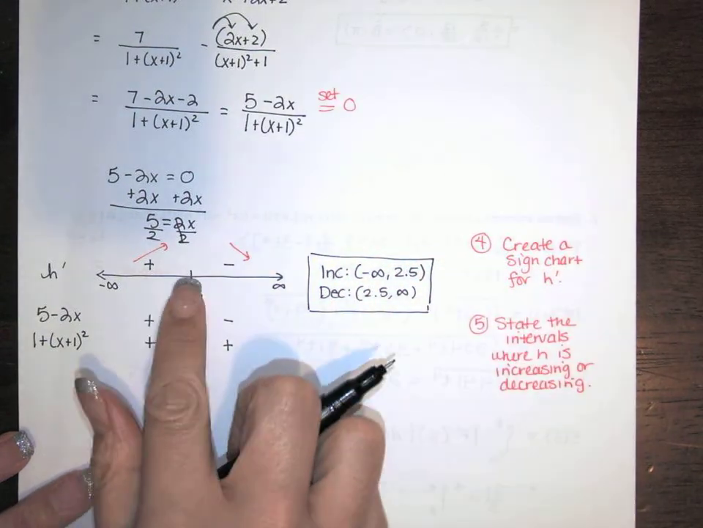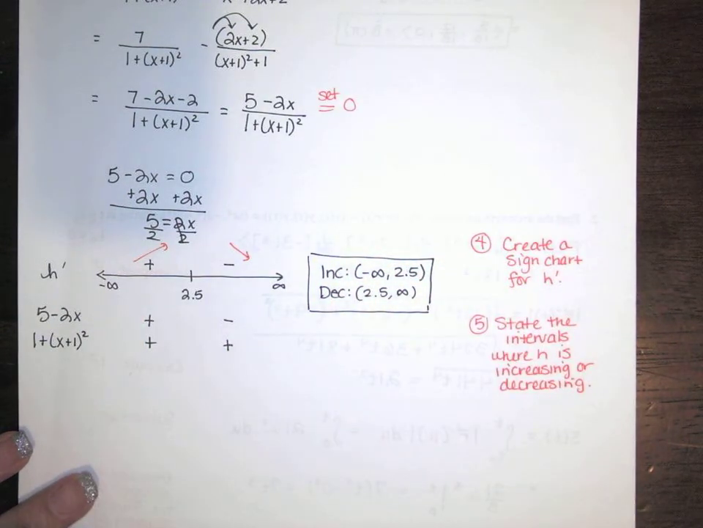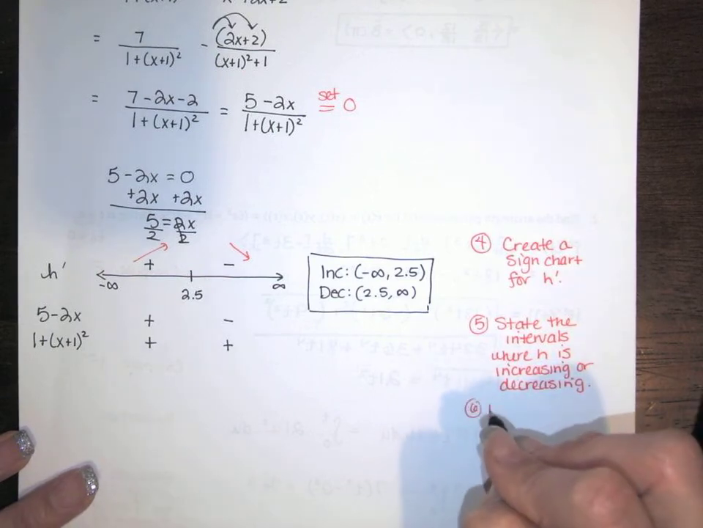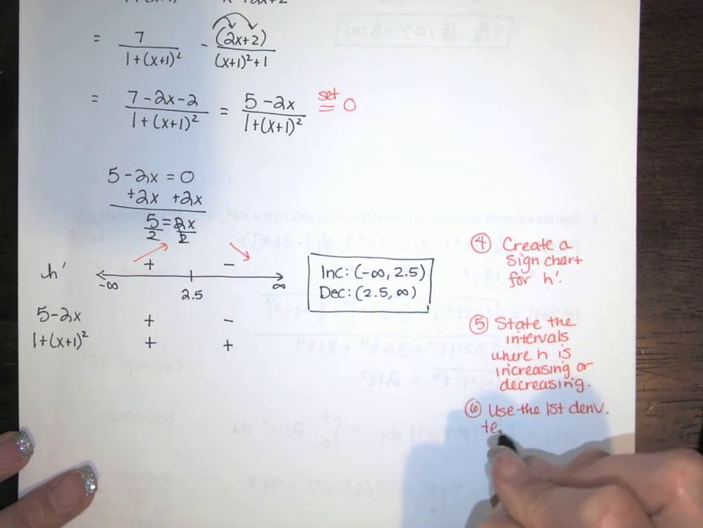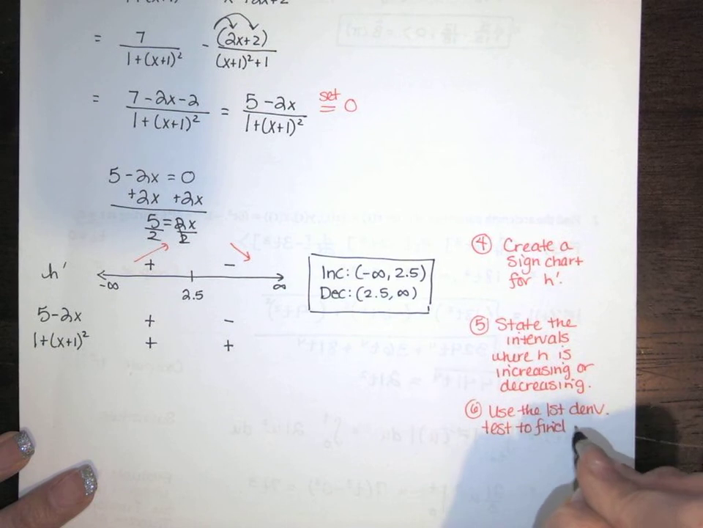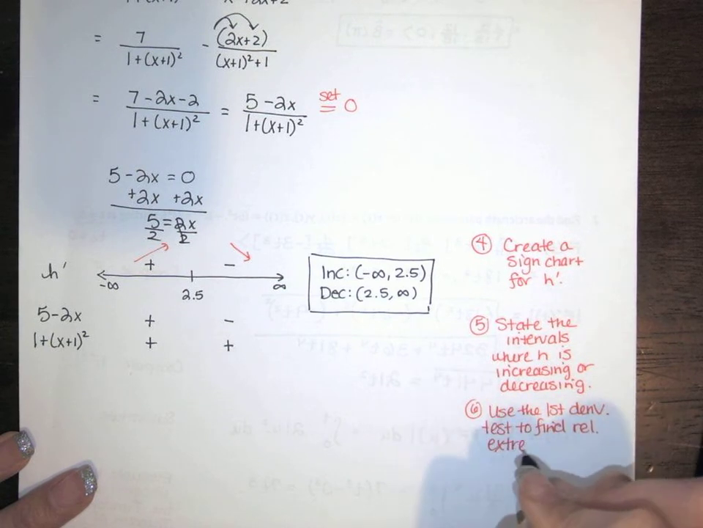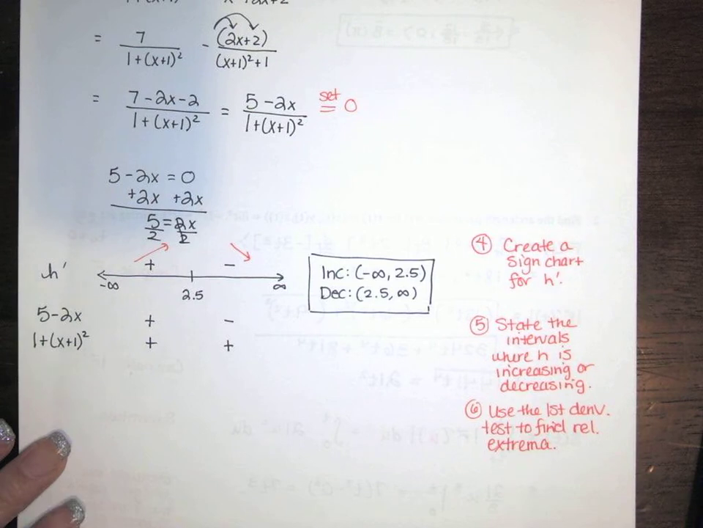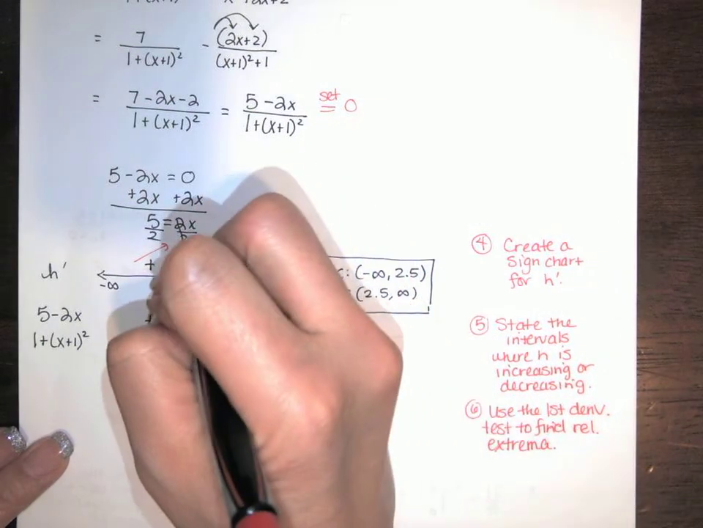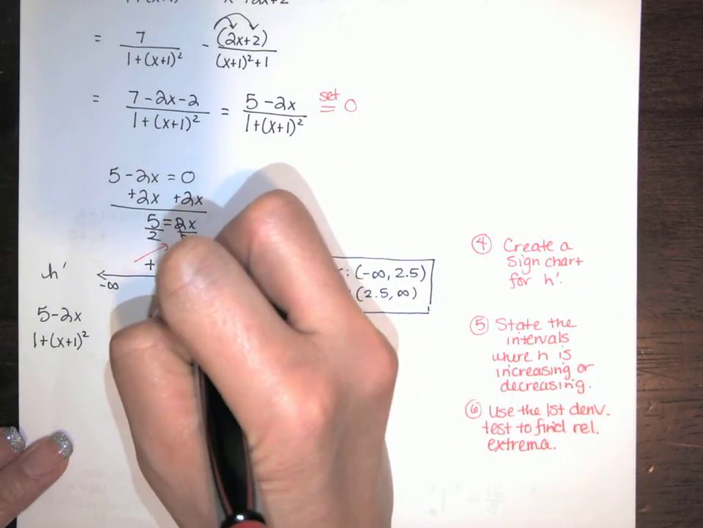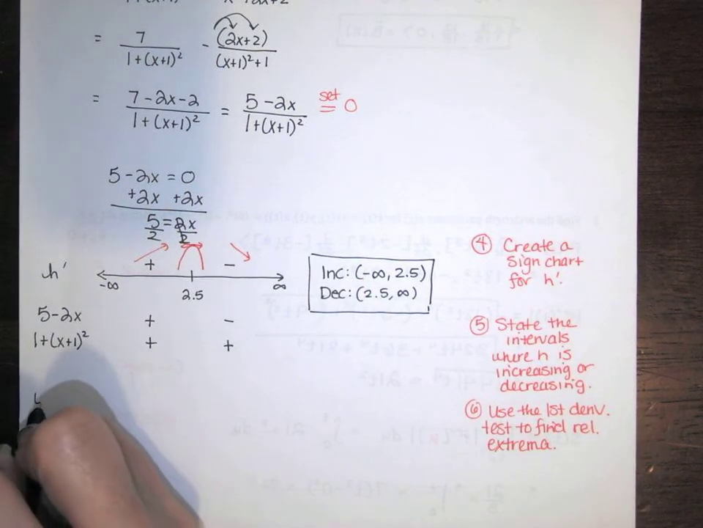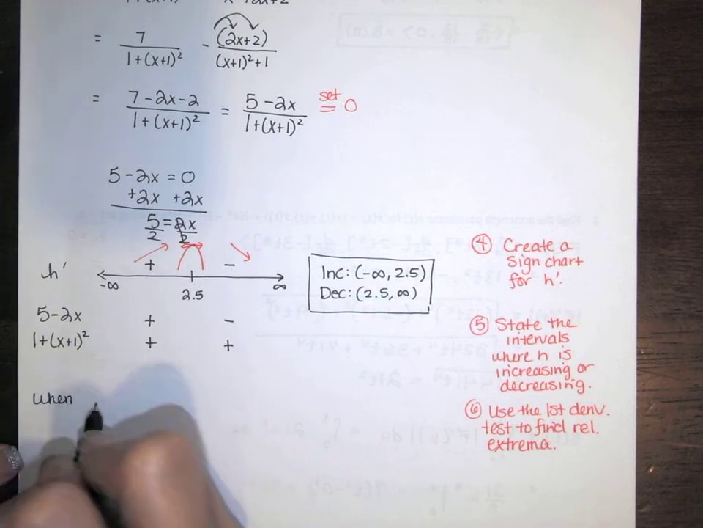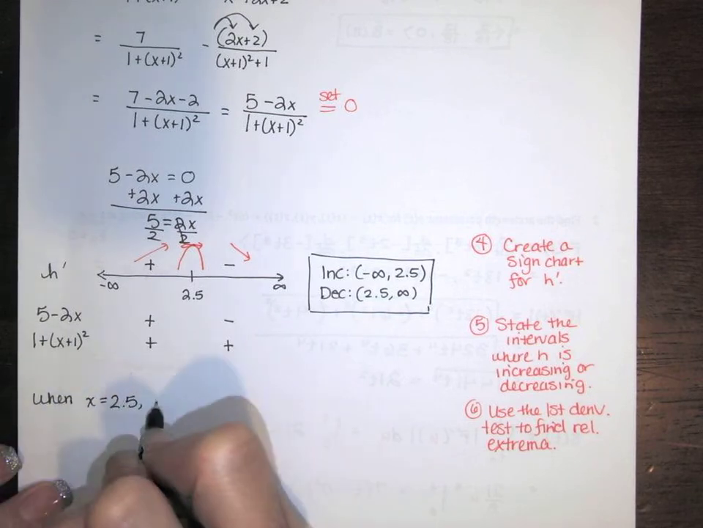Now, since our first derivative changes signs, goes from positive to negative, we also have a relative extremum there. So we will use the first derivative test to find relative extrema. And it turns out we only have one, so it's a relative extremum. So the function goes from increasing to having zero slope to decreasing. So we must have a relative max at x equals 2.5. So to find the y value, we just substitute the x value into the original function.